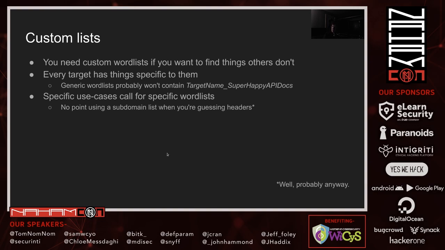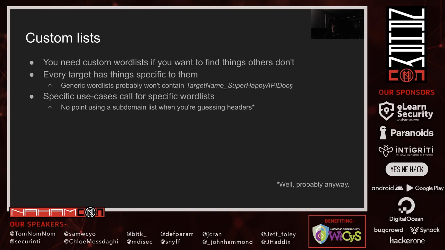So I think if you're going to find things that other people aren't finding and you're going to be efficient, one of the best things you can do is build custom word lists. Like we said, every target has something specific to them. Generic word lists probably won't contain target name_super happy API docs. It might do, but it's pretty unlikely. And if that's the directory that happens to contain the secrets that you need to exploit your bug or finish your exploit chain or whatever it is, or even just to find a bug in the first place, it would be really useful to find out about them.